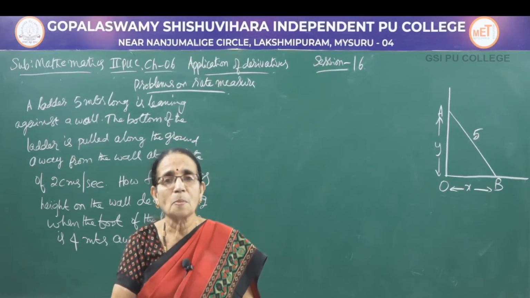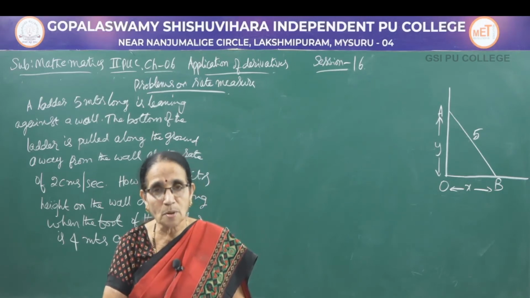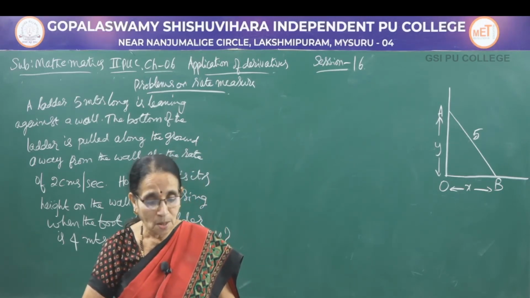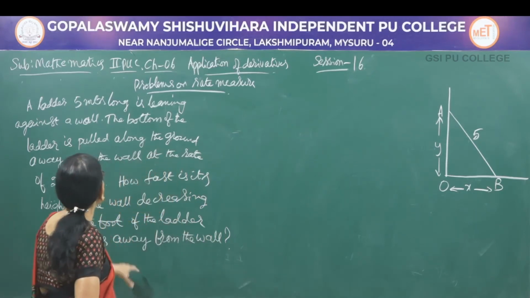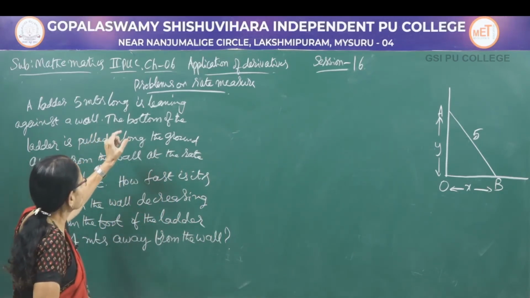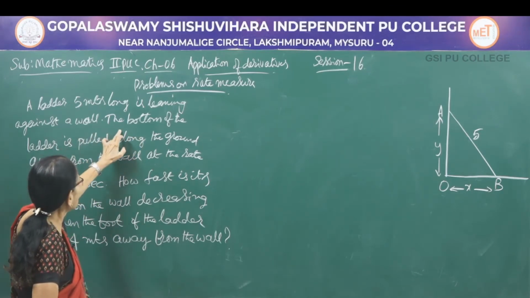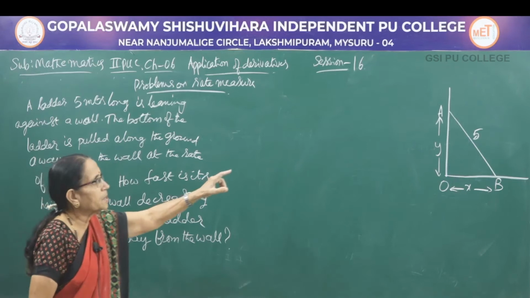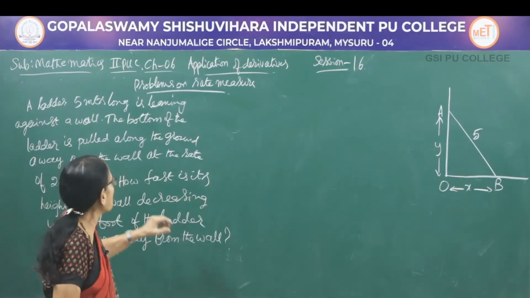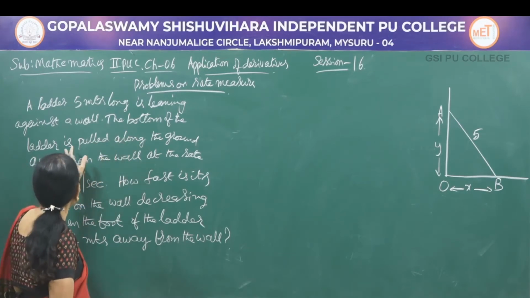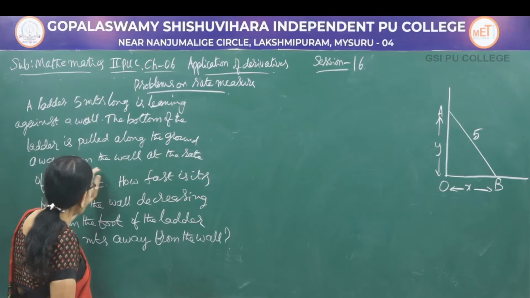Dear students, in this session also I am working out some more problems on rate measure. Now let me consider this problem. A ladder 5 meters long is leaning against a wall. See here, AB is the ladder which is leaning against the wall. The bottom of the ladder is pulled along the ground away from the wall.